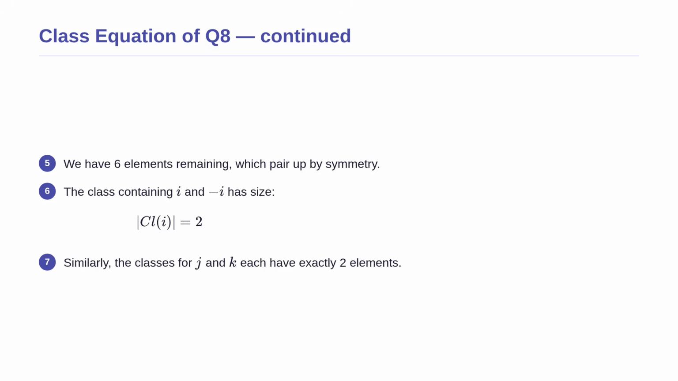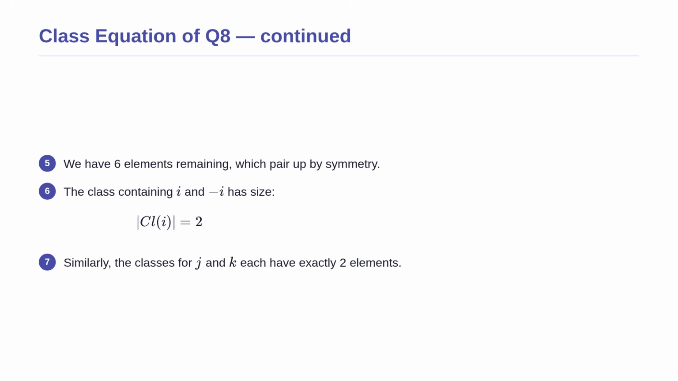Continuing with our quaternion group, we know the size of the center is 2. We have 6 elements remaining. These elements pair up naturally into 3 distinct conjugacy classes. The class containing i and minus i has exactly 2 elements.